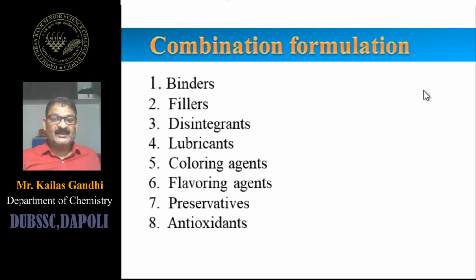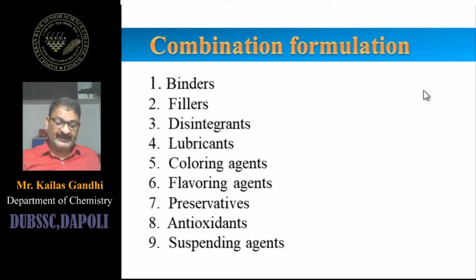And next one is a suspending agent. Suspending agents are actually hydrophilic colloids that form colloidal dispersion with water. Alginic acid and sodium carboxymethyl cellulose are this type of suspending agent. So they form the colloidal dispersion. In a few cases, these types of suspending agents are required.